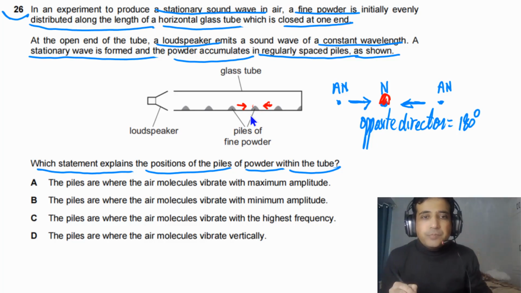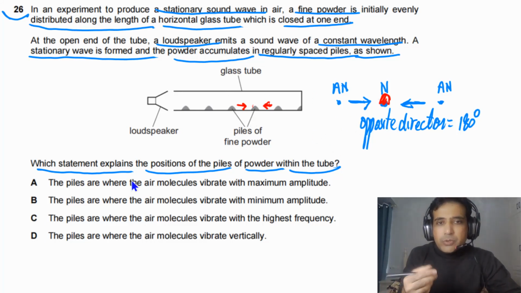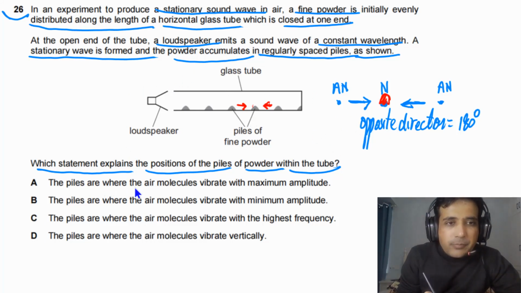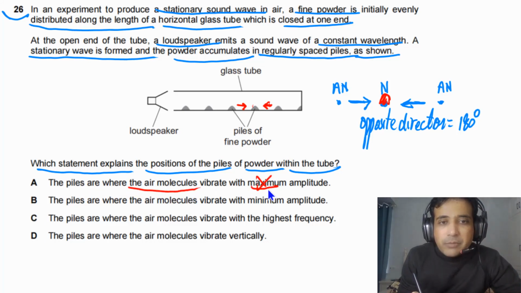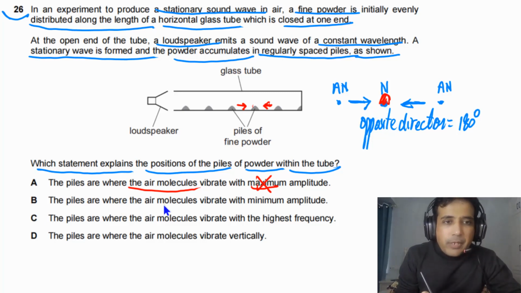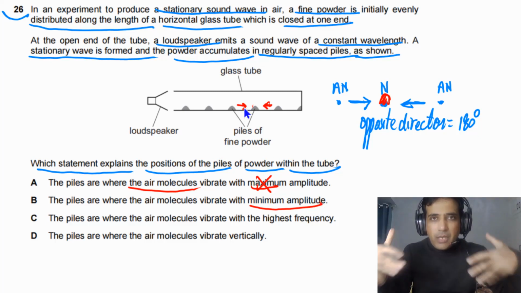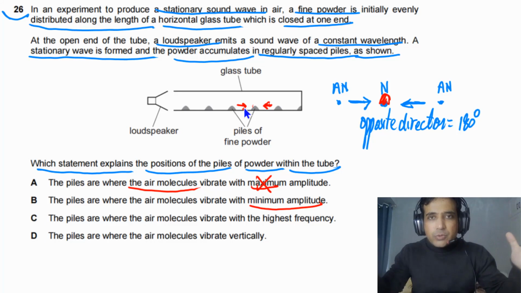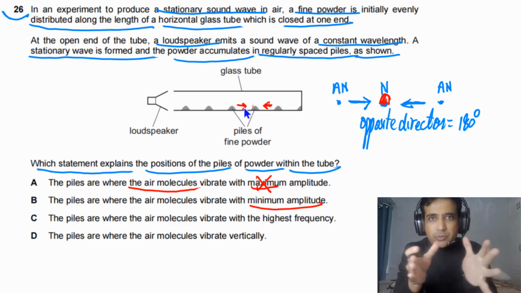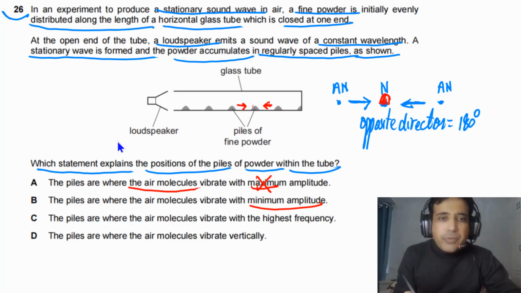Now let's try to find the answer. If you have an understanding of this, you can now easily find the answer. The piles are where air molecules vibrate with minimum amplitude, because nodes have minimum amplitude. Yes, because on the other side, particles have higher amplitude, so they will push piles of powder towards the node. So at the node, there will be piles of powder. So this is a possible answer.